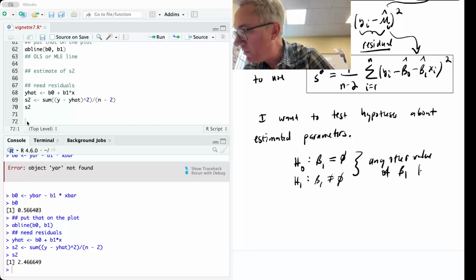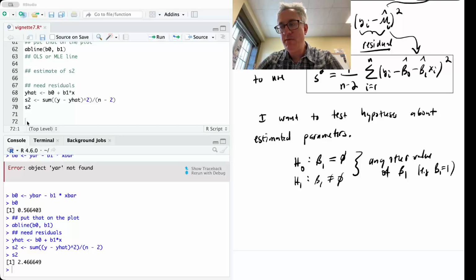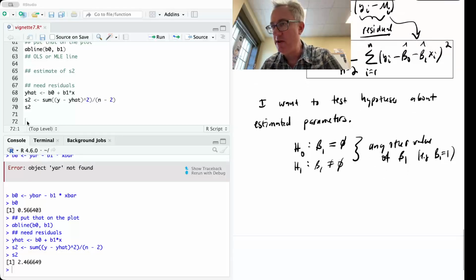For example, it could be interesting to test beta 1 equals 1, which would tell us whether or not there's a 1-to-1 relationship between the times of these fraternity boys running before and after a beer. But I'm going to stick with 0, and in the book you'll see some other examples involving other values, and you'll have homework problems to test your understanding of that. And you'll see in the simulation where you can plug in any value of beta 1 that you want and see how that works.